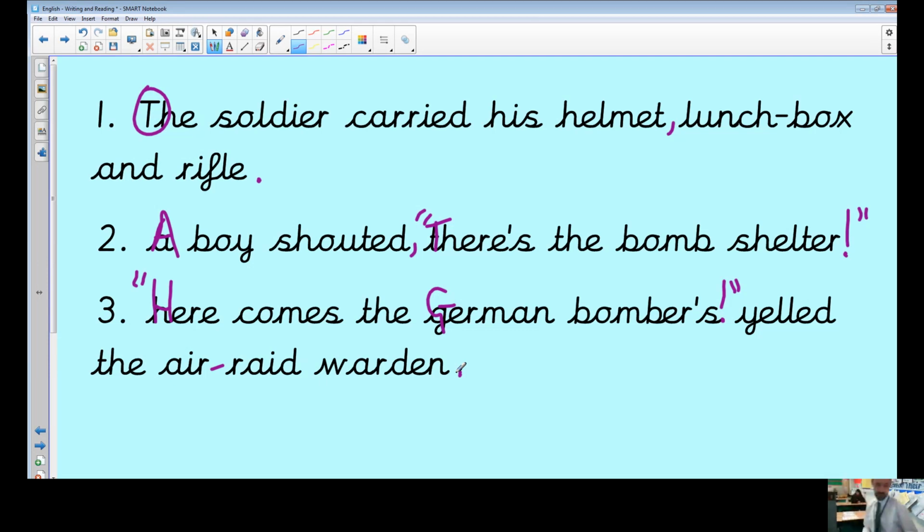Now, attached to this Seesaw task is a video that I'd like you to have a look at. It's taken from the website Literacy Shed, and it's called The Blitz. Now, I want you to have a look at that video first, please, because that's what we're going to be basing our written work about for the next couple of weeks, okay? What was it like to live through the London Blitz? That's basically what we are studying for the next week, okay?